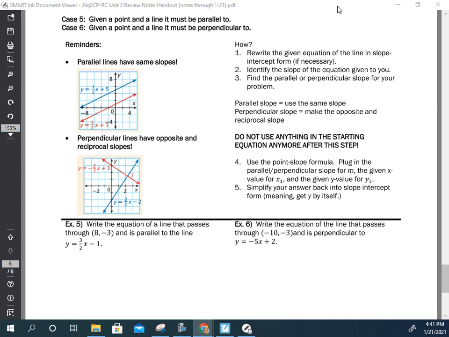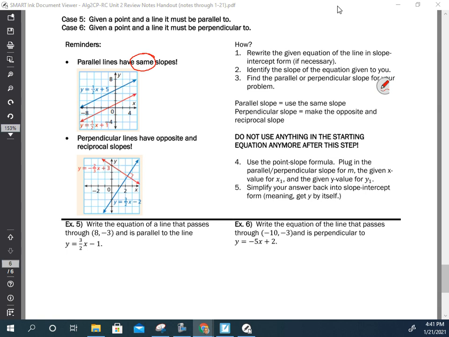I'm going to finish up the Unit 2 notes with the last two examples that we didn't get to towards the end of class, and that is writing a linear function for parallel and perpendicular lines. We will go through this part again on Monday just to make sure we're all on the same page.